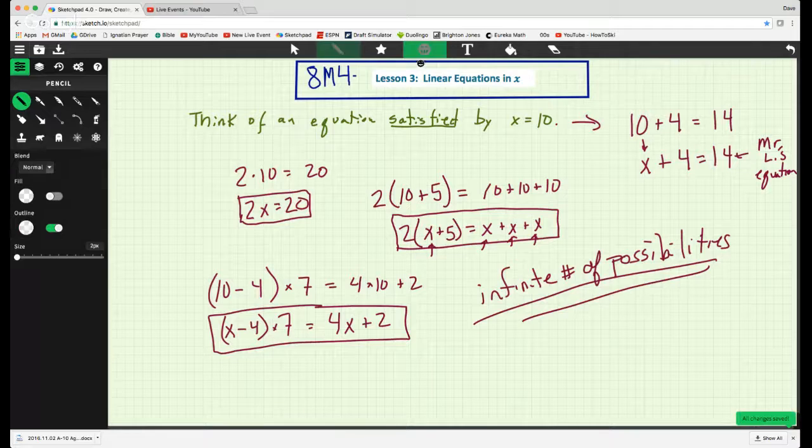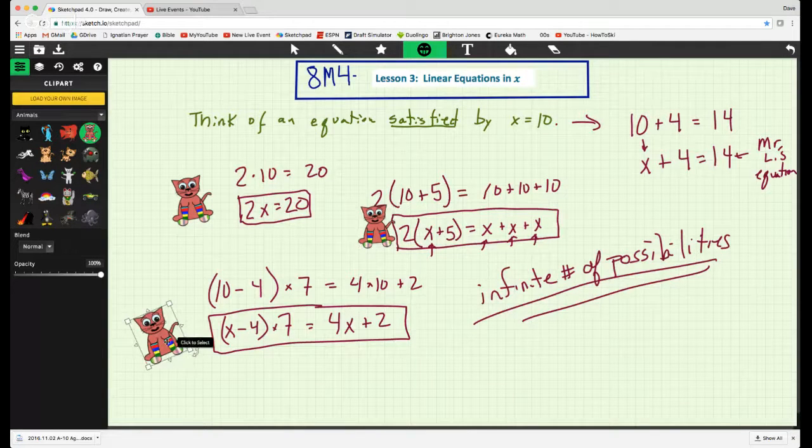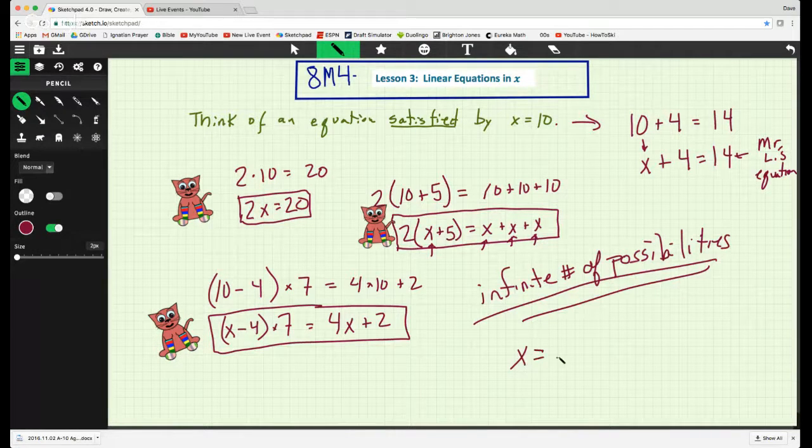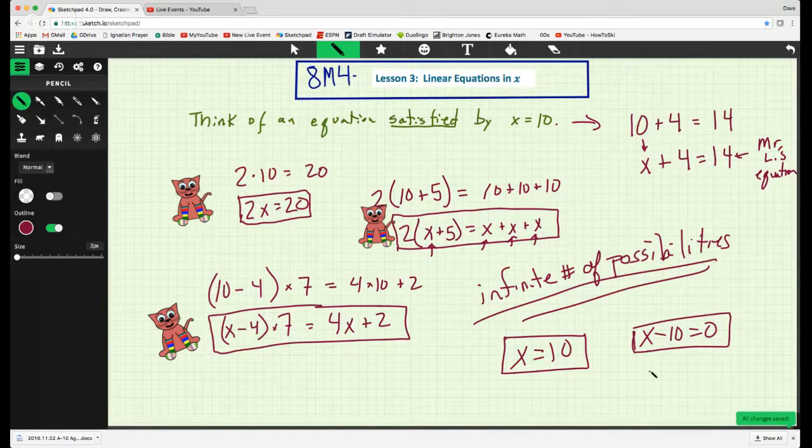So let's lay down our happy cats. Happy cat, happy cat, happy cat. The easiest one would be this one. We could have just said x equals 10. That's an equation that's satisfied by x equals 10, because if I take a 10 and put it in for x, I get 10 equals 10. How about x minus 10 equals 0? That would work. 10 minus 10 is 0. How about x over 10 equals 1? That would work. Lots and lots and lots. An infinite number.